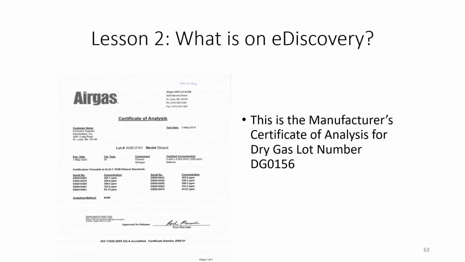This is an example of what a manufacturer certificate of analysis looks like. This one in particular is for dry gas lot number DG0156, but you'll note that it's generated by an outside vendor. Here it's Airgas, and it includes information with respect to what Airgas is telling the Office of Alcohol Testing are the specifications for that particular dry gas lot number.